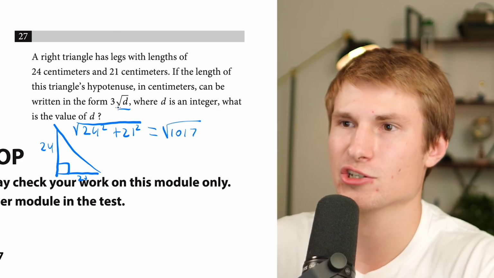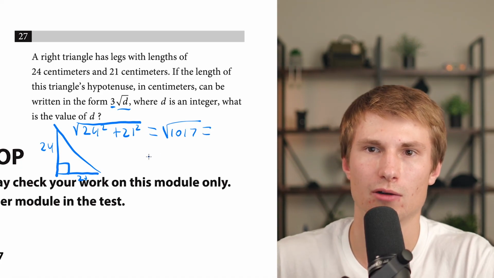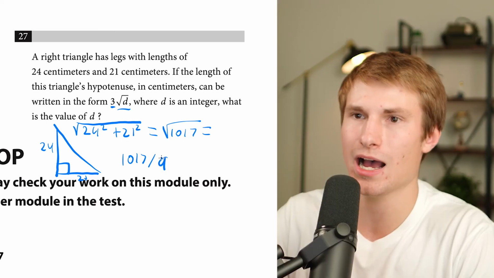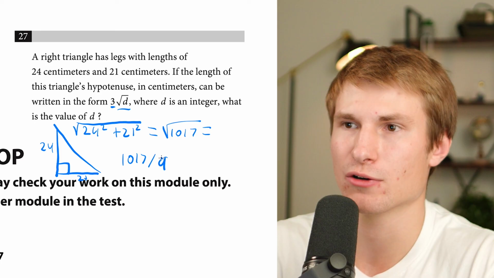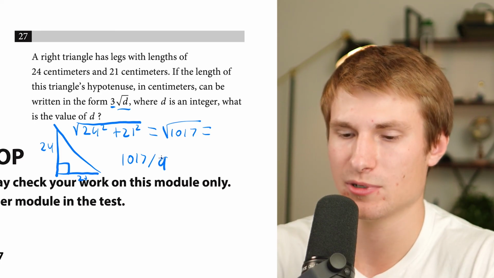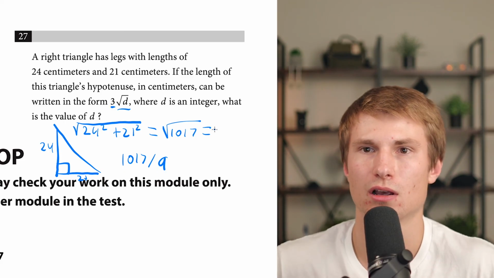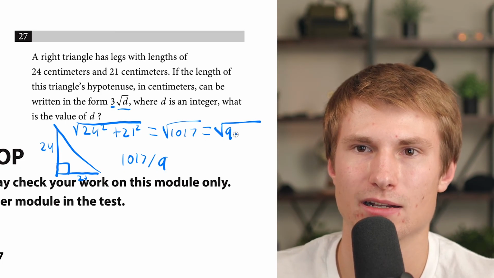Now from here, we need to extract a 3. So to do that, we can state that this is going to equal, well, first let's do 1017 divided by 9. And the reason we're dividing by 9 is because we know that 3 squared is 9. So if we have 9 underneath the square root, we can pull out a 3. All right, so we need to get 9 underneath the square root. So we're going to do 1017 over 9. That'll give us 113. So let's go ahead and rewrite root 1017 as root 9 times 113.